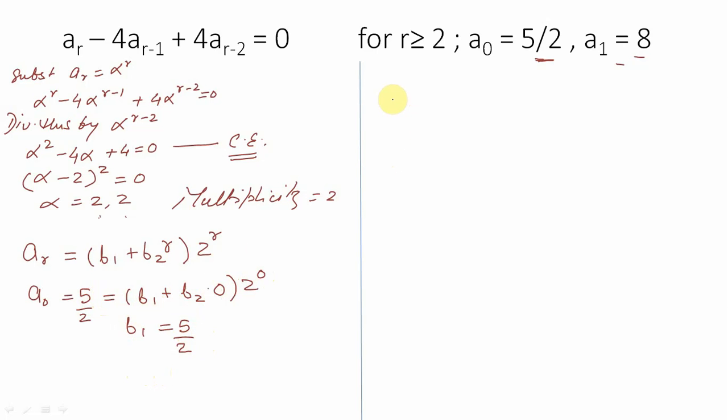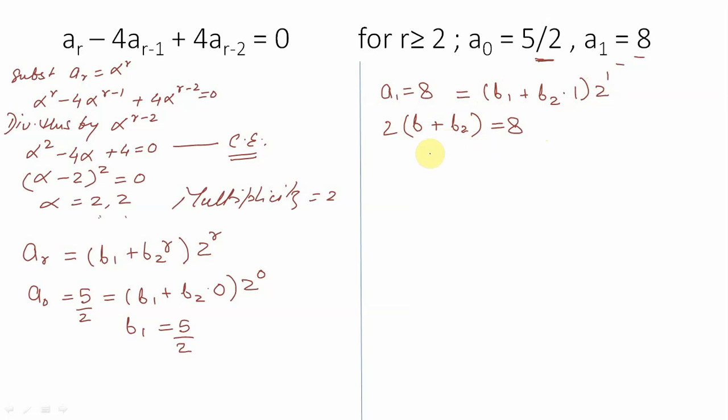Now a_1 has been given as 8. Putting r is equal to 1, I get a_1 is equal to (B1 plus B2 into 1) 2 to the power 1. So that means B1 plus B2, times 2, is equal to 8.